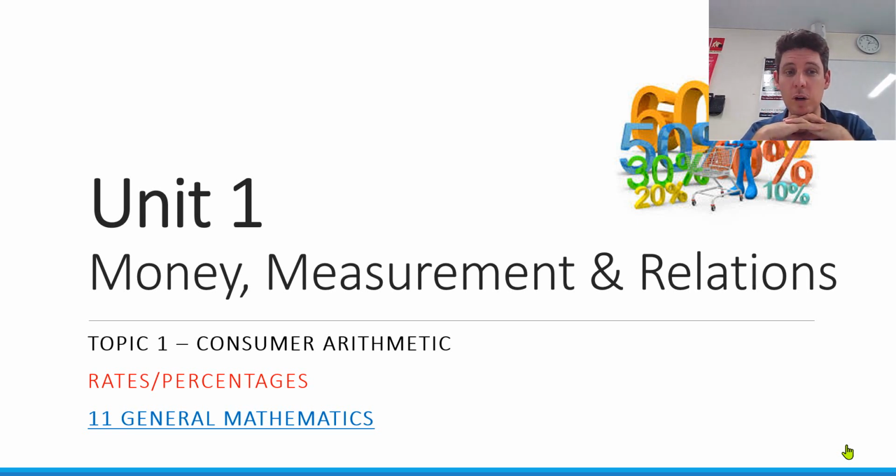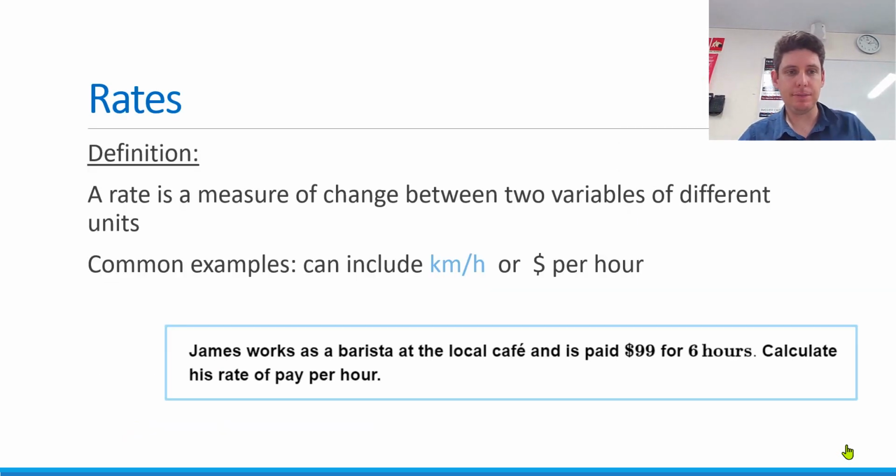Hello, welcome to Unit 1, where we look at consumer arithmetic, or money, measurement and relations. We're starting off with rates and percentages. This is the Queensland system, but it also might help you if you're looking at rates or percentages in any grade or country. So let's start off with a definition.